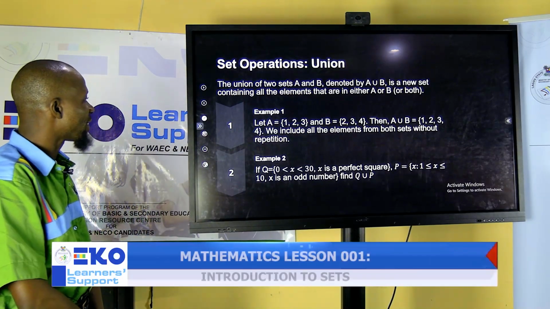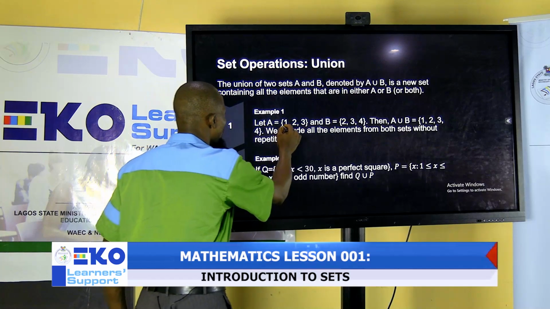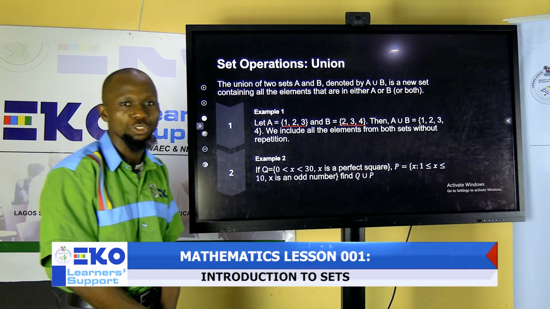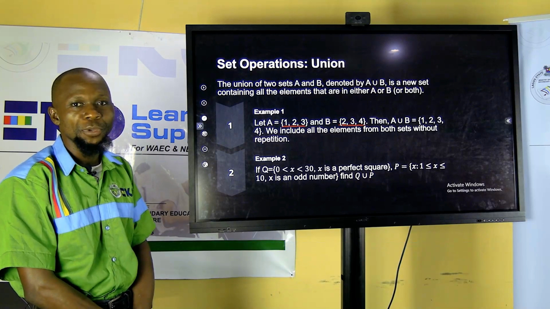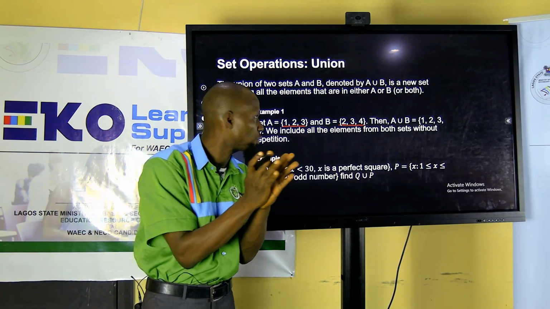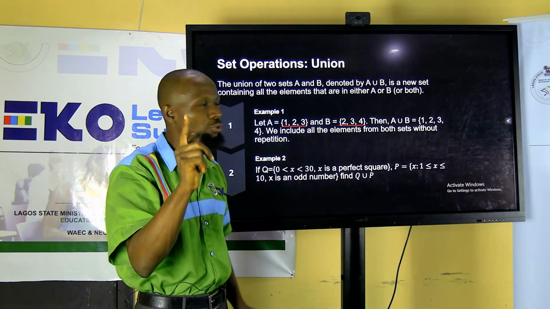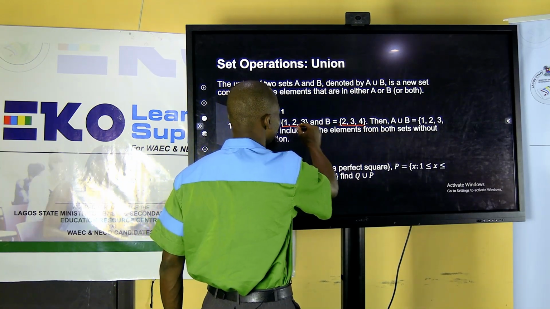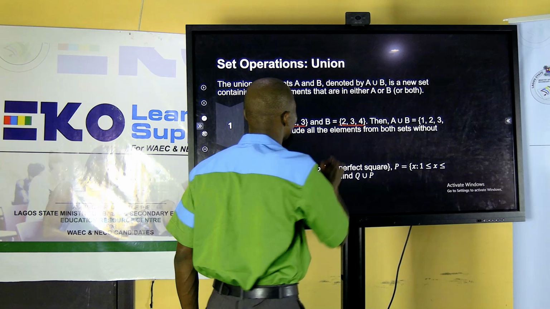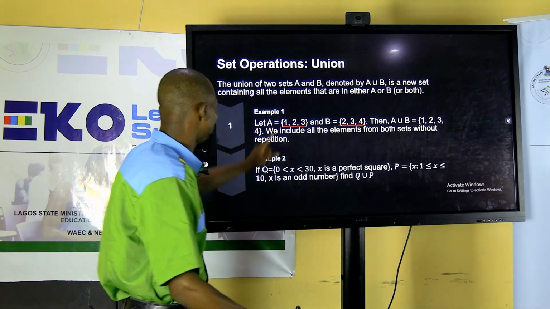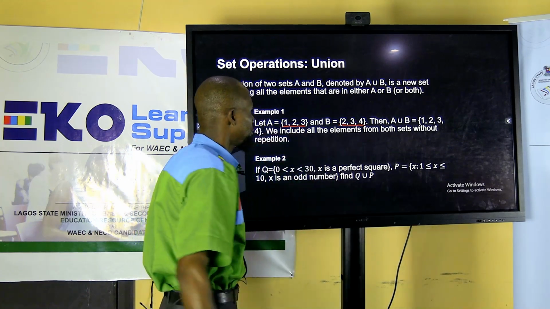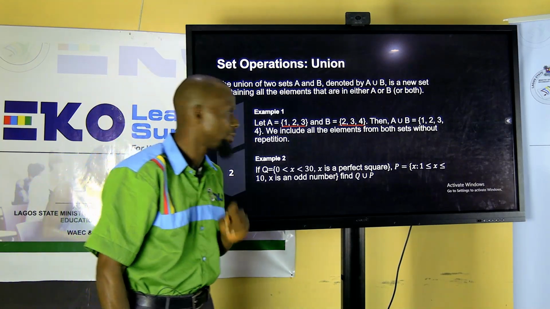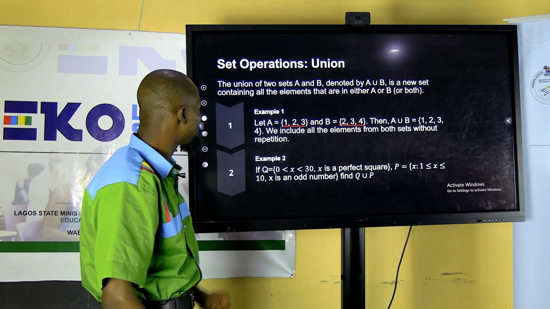So, for example, we have set A is 1, 2, 3. Set B is 2, 3, 4. Then what is A union B? So A union B means we are merging the two sets together without repetition. All right? So what do we do? 1, 2, 2 we have double 2, but you write it once, 3 and 4. So that is what we mean by A union B. All right? So another example.